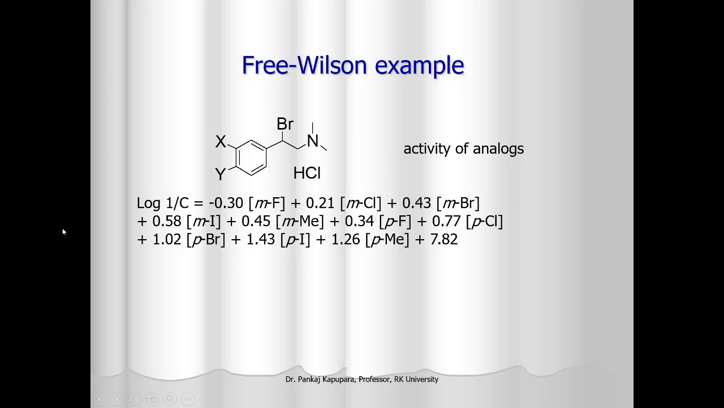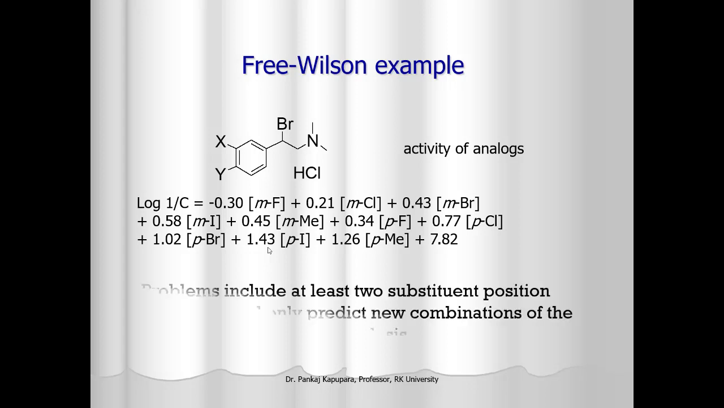which coefficient is higher in the meta and which coefficient is higher in the para position. So look at this. Here 0.58, meta-iodine, is the best among the meta, and 1.43, para-iodo, is better. 1.43 is the highest among the last five, and 0.58 is the highest among the first meta. So meta-iodo and para-iodo are the better substituents as per the Free-Wilson method. So each position, each group gives a certain contribution. Summation of it will give the biological activity.